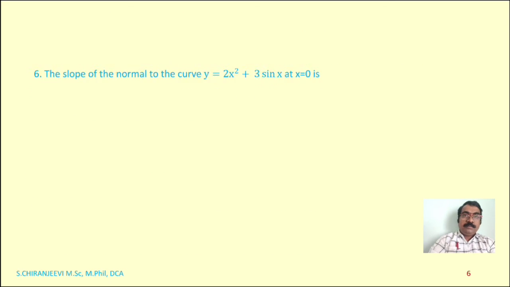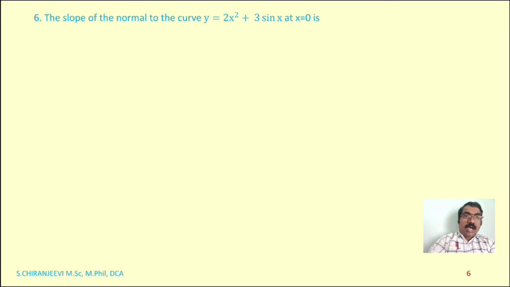Sixth one, the slope of the normal to the curve y equal to 2x square plus 3 sin x at x equal to 0 is.